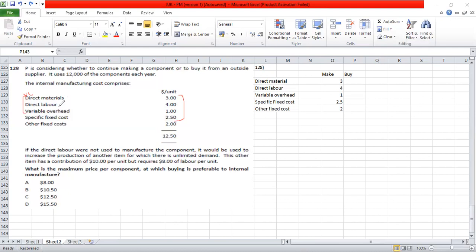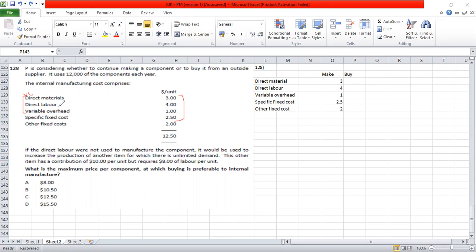If the direct labor were not used to manufacture the component, it would be used to increase the production of another item for which there is an unlimited demand. So all this labor can be diverted. So this 4 cost, whatever they are right now incurring, can be utilized elsewhere. In that case, there is some additional contribution which can be earned. This other item has a contribution of $10 per unit but requires $8 of labor. They will be able to earn additional contribution.